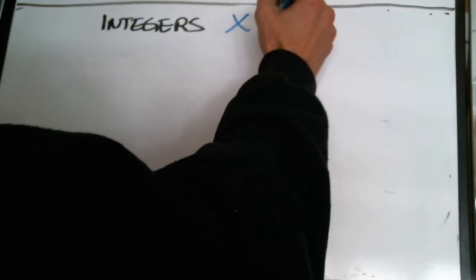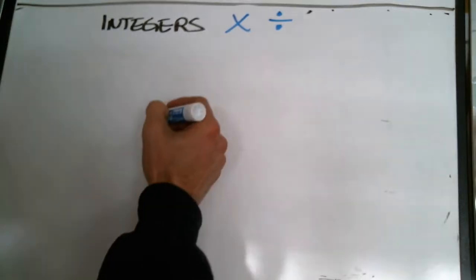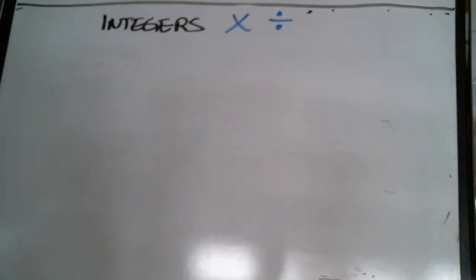In this video, we're going to learn how to multiply and divide integers. So remember, an integer is just a positive or negative number.